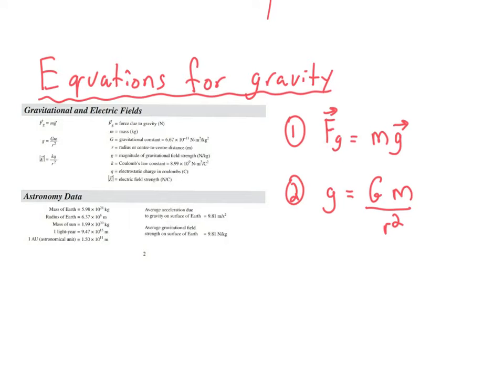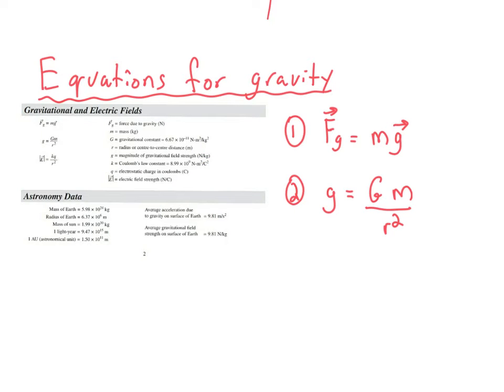F_g. Nice thing about Science 30, guys, it's always right here. So it's always given to you, and very importantly, all the units are given to you as well, which is really nice in Science 30 to have those units given to you so you don't have to memorize those. So the first one is force due to gravity in newtons, and that's going to equal mass, which is in kilograms, multiplied by little g, which is going to be the magnitude of the gravitational field strength, and that is going to be in newtons per kilogram.